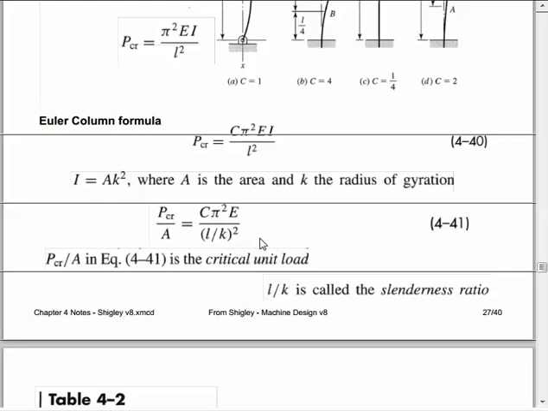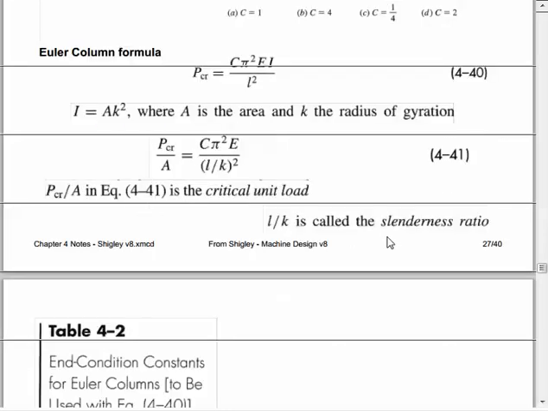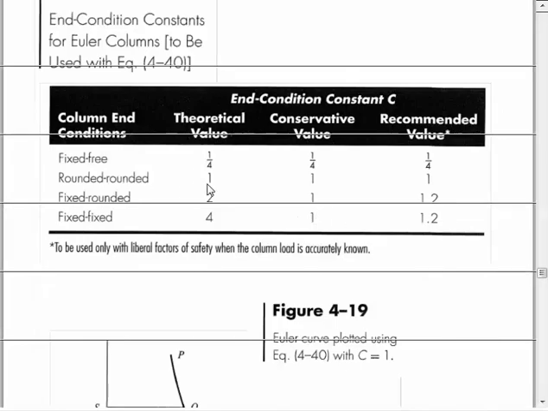So here's a redefinition of P critical over area in terms of this thing called L over K, quantity squared, and L over K, where it's the same K right here, is called the slenderness ratio. We have theoretical values of end fixities or end conditions. We have conservative values if we're really unsure, and we have recommended values, especially for the fixed and rounded. We're not going to use the 2s and 4s. We don't trust our end conditions well enough to do that, but we'll give them just a little bit of a benefit and use 1.2.